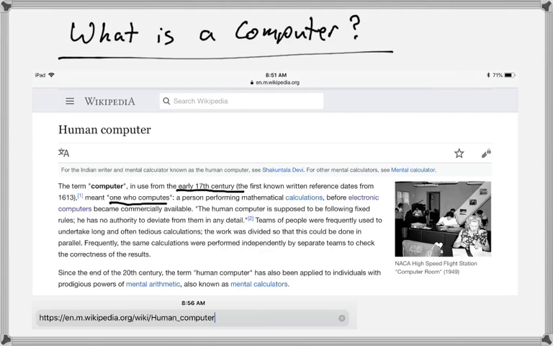And an important attribute of such people was that they did exactly what they were supposed to. Okay, so we see here that the human, in one of these definitions, the human computer is supposed to be following fixed rules. He or she has no authority to deviate from them in any detail. So a human computer was someone who performed calculations, but in particular, the type of human computer being referred to here performed those calculations in a specified way, and they did not deviate from that set of instructions that they were given.